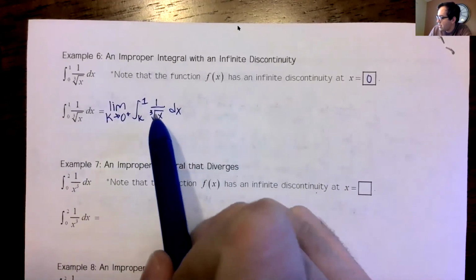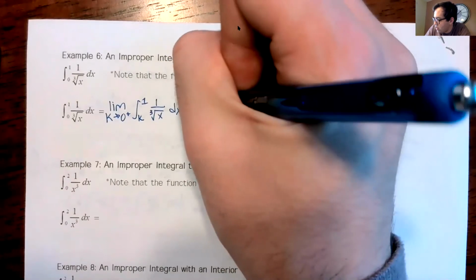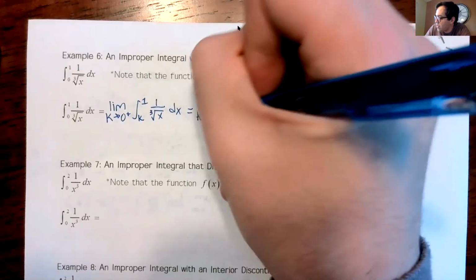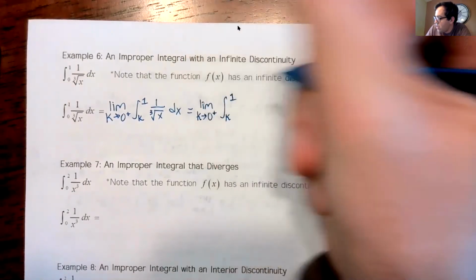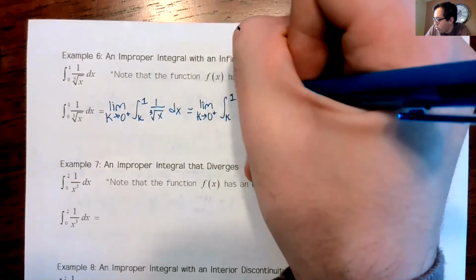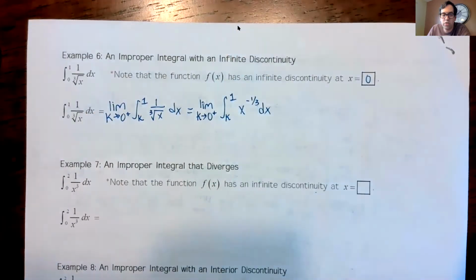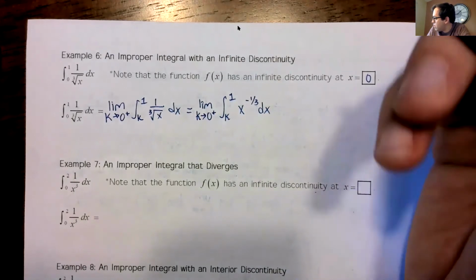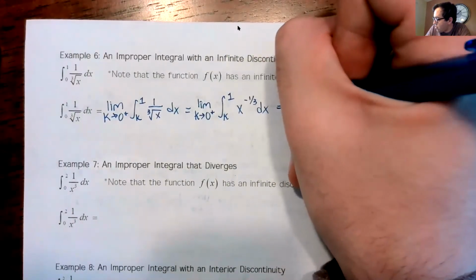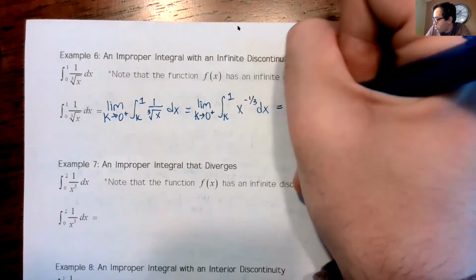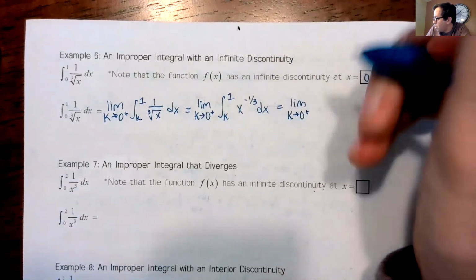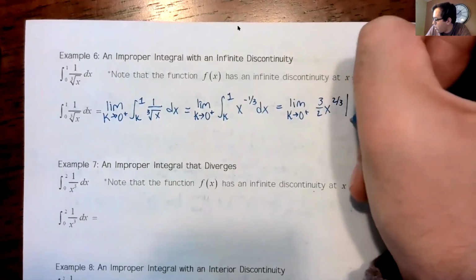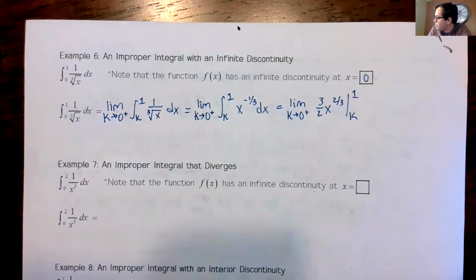So I'm going to rewrite this so that it's a little bit nicer. To evaluate, I'm going to have to rewrite that limit statement every single time. And I'm going to write it as x to the negative 1/3, just so that I can use my integral rules easier. So this is going to become the limit as k approaches 0 from the right of 3/2 x to the 2/3 evaluated from k to 1.